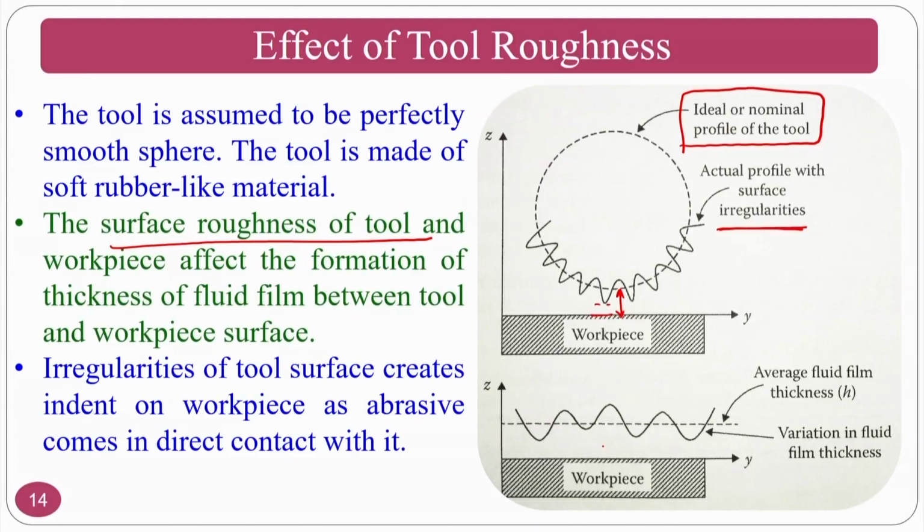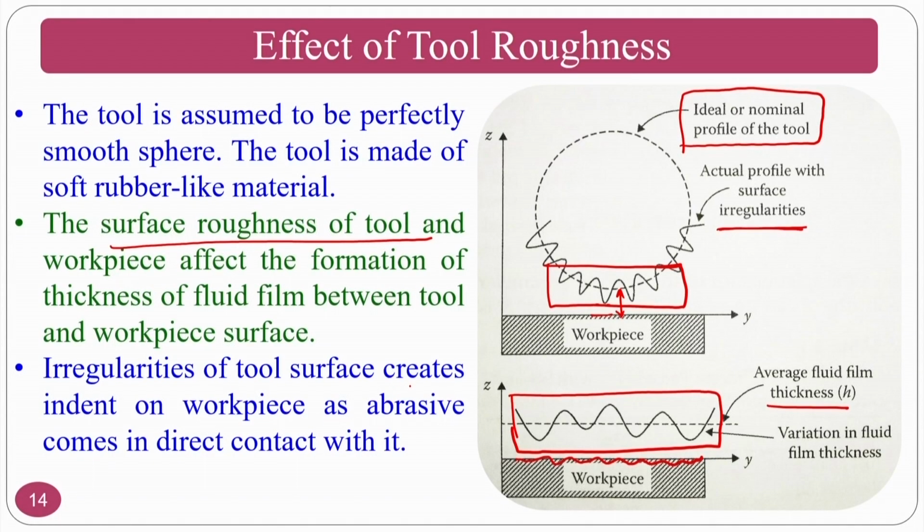So, this is the actual fluid film thickness, because if you see here, this is the variation. Because of this variation, this fluid film thickness is generated. Because of this, what will happen? Your surface also will have wavy surface characteristics. So, irregularities of the tool surface create an indent on the workpiece, and it will also create some indent.